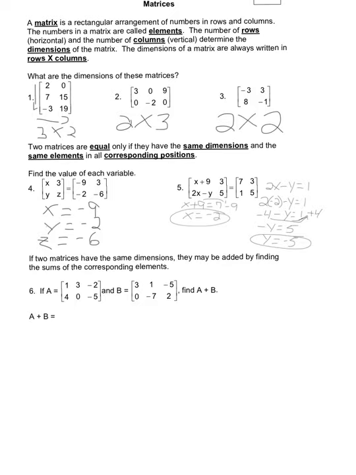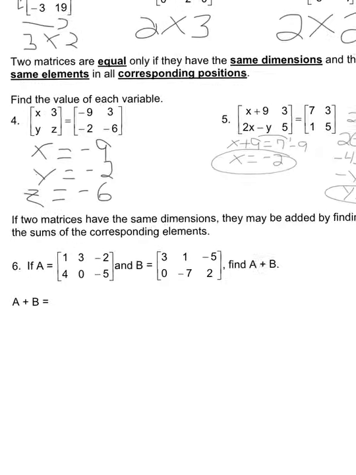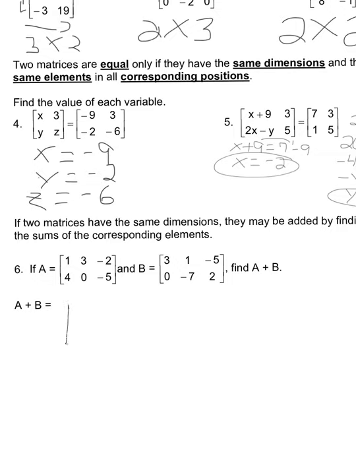So in this case, in our top left-hand corner of the first one is a 1, and it's wanting us to add the top left-hand corner of the second one, the B one, which is a 3. So 1 plus 3 is 4. Now the top middle is 3 plus the 1, that's 4. Then the top right, -2 plus a -5 is a -7.